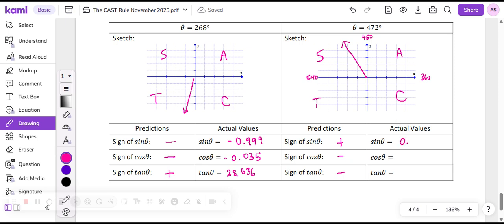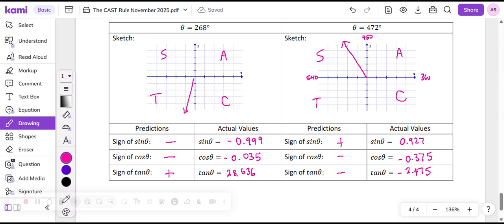I got positive 0.927. Cosine, I'm expecting negative. I got a negative 0.375. And I'm expecting my tan to be negative as well. The tangent of 472, negative 0.2475. So guys, one last time, if you can do this exercise, you're all set.